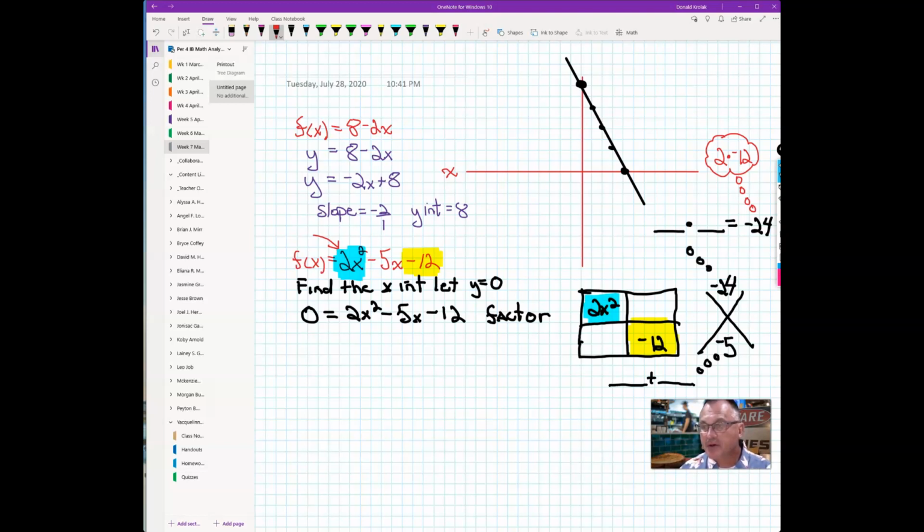Now, since this is not a 1, to get the number that I want them to multiply together to be, I take 2 times negative 12 right up here. That's negative 24. So I'm looking for two numbers that multiply to negative 24 and, at the same time, add together to be negative 5x. So we got negative 8 and 3. What I'm going to put in here is negative 8x and positive 3x. When I add them, they give me negative 5x.